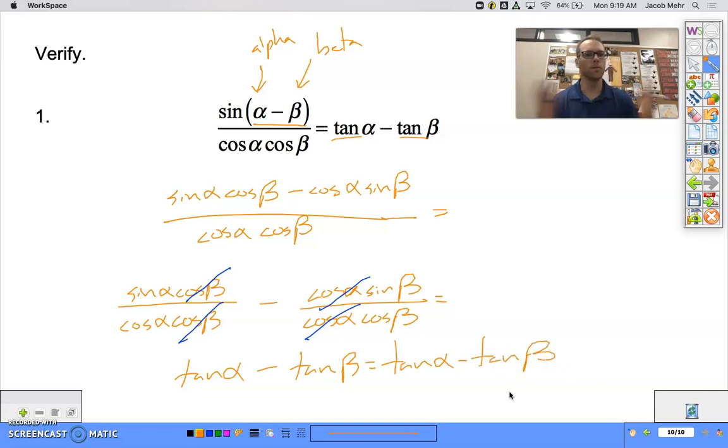All right, so some new things to think about with our cofunction identities. I really enjoyed our thought process on that. Here is one more example of verifying an identity for you guys.